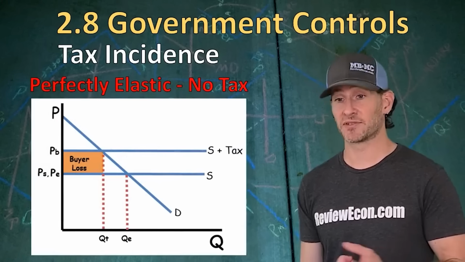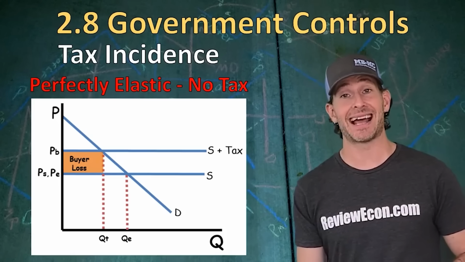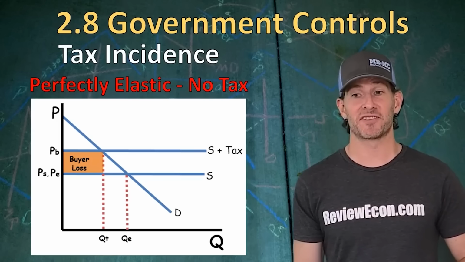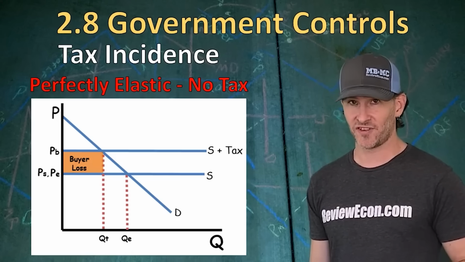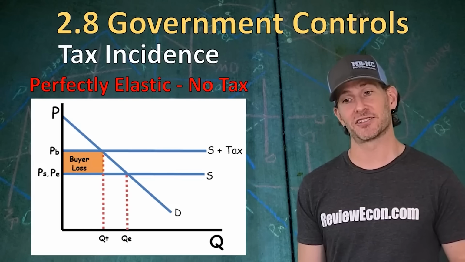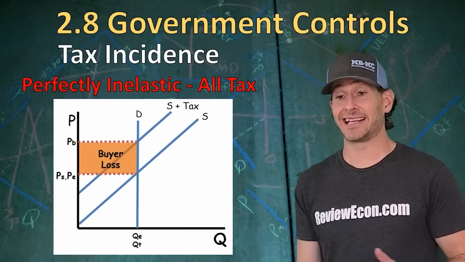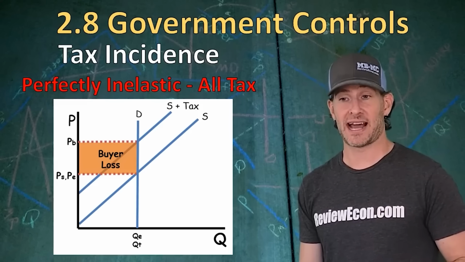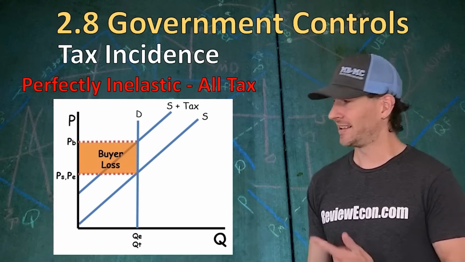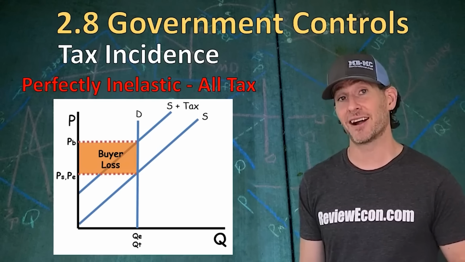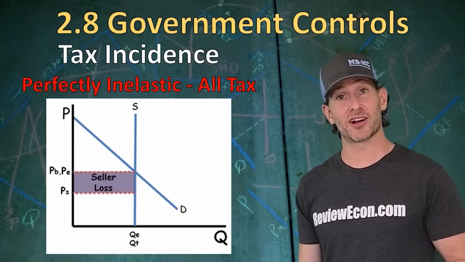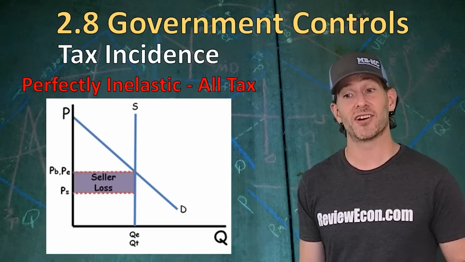Here are the extremes. Here we have a perfectly elastic curve, none of the tax. When the supply curve is perfectly elastic, all of the tax will fall on buyers. If one of the curves is perfectly inelastic, like this demand curve here, then all of the tax will go on that curve. In this case, the burden is falling entirely on consumers. If we have a perfectly inelastic supply curve, then the entire burden falls on sellers.